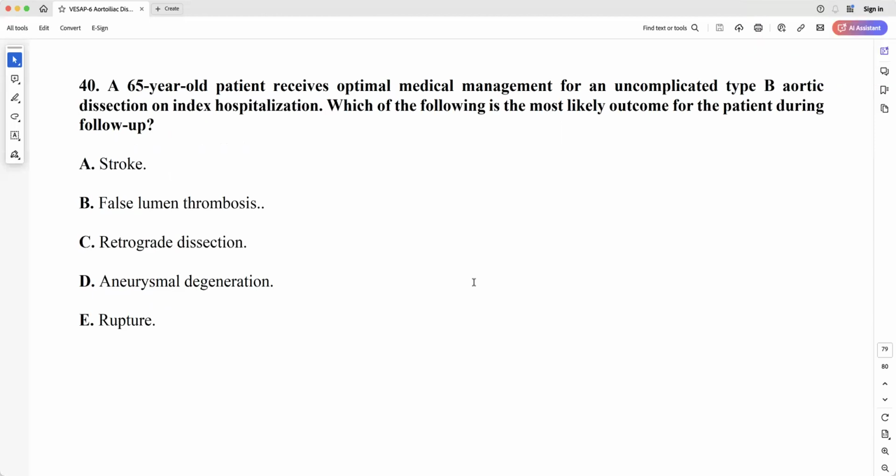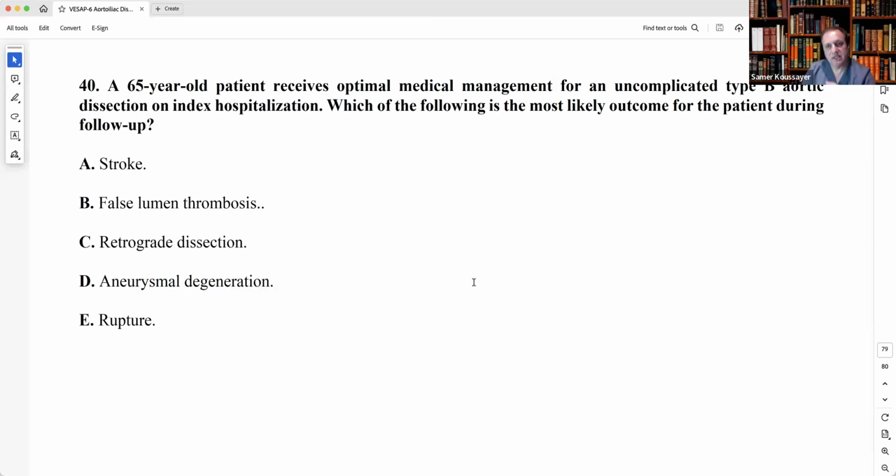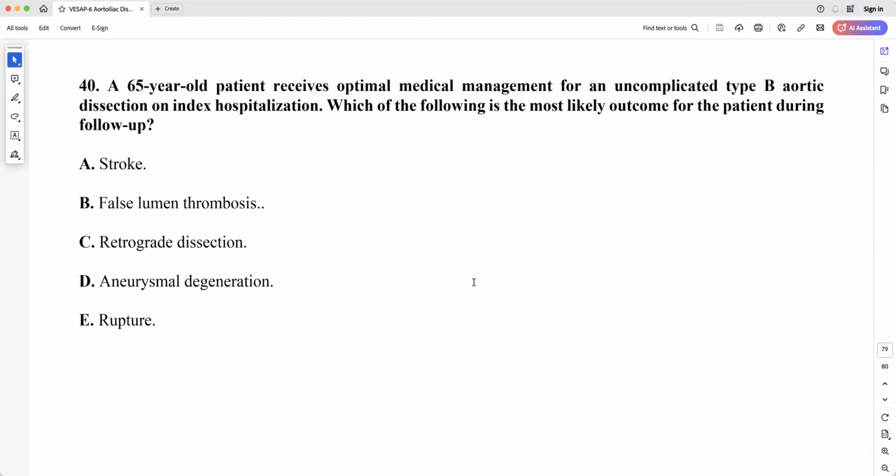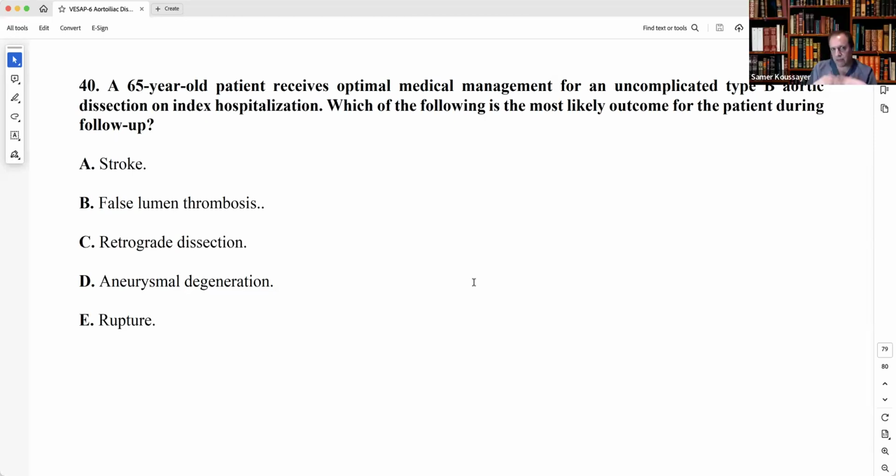Okay. Yes. A 65-year-old patient receives optimal medical management for uncomplicated type B aortic dissection on index hospitalization. Which of the following is the most likely outcome for the patient during follow-up? So what he's telling you is that it's an uncomplicated type B aortic dissection, correct? And we follow him, we decide not to intervene because it's uncomplicated. What is going to happen? What is the main thing we worry about in the future when we follow up this patient? What could most likely happen to this patient?